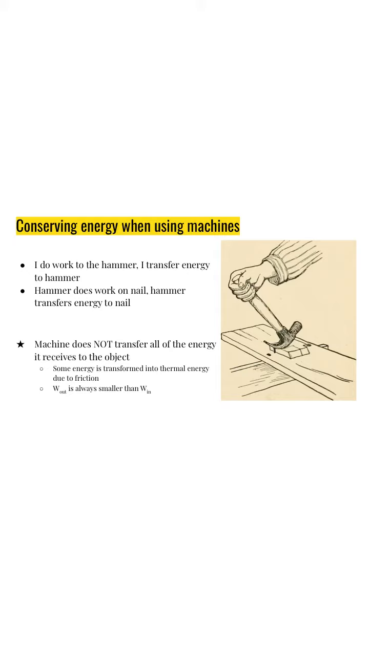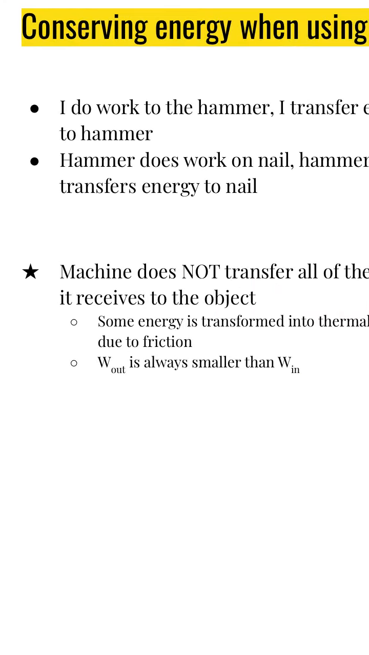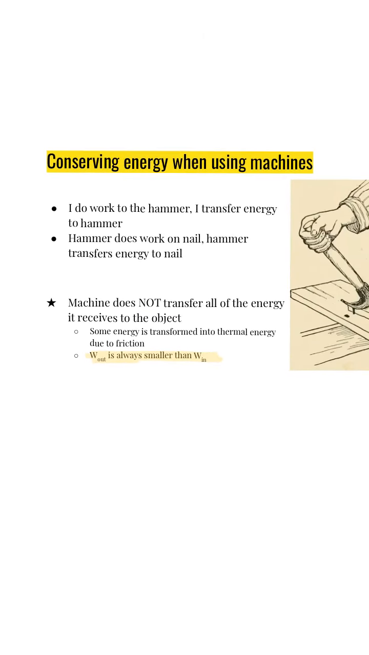Because of that, we have this really important thing: the work output is always smaller than the work that you put into it. I could put 10 joules of work into it, but only get 9 joules of work out, because one of the joules was changed into thermal energy because of friction. So please make a note that the work out is always smaller than the work in.